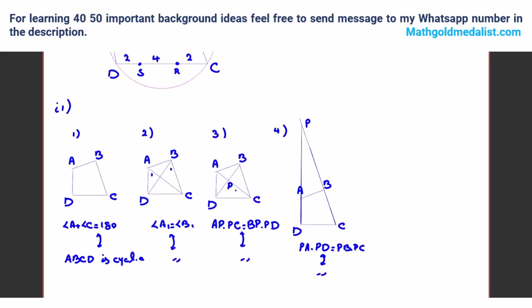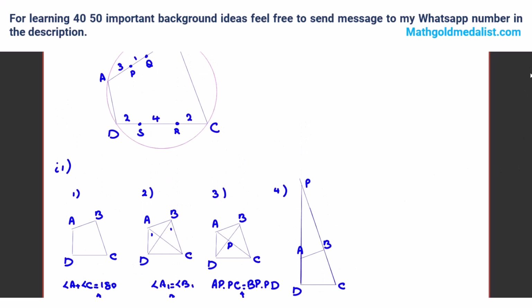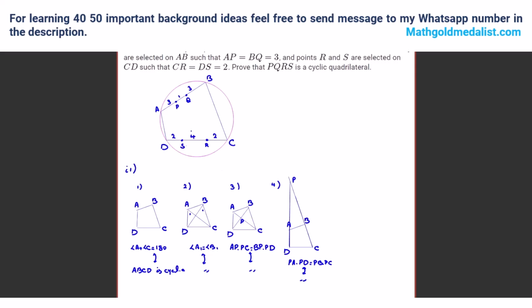The third one is related to length. AP times PC is equal to PB times PD, the power of point P. If we have this equation, then it is equivalent to ABCD being cyclic. If P is outside, if we extend opposite sides, PB times PC is equal to PA times PD, if and only if ABCD is cyclic. Now we want to see which of them is more useful. Because everything we have here is related to lengths 3, 1, 3, 2, 4, 2, it's better to use rules 3 and 4.